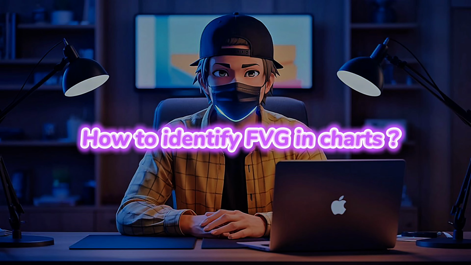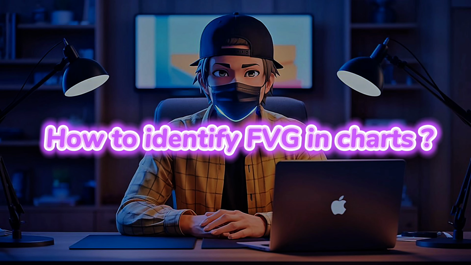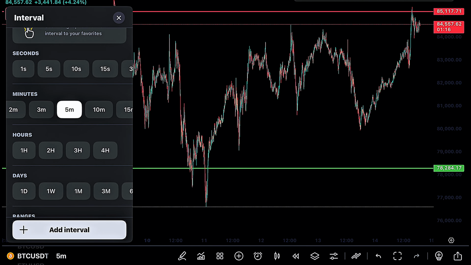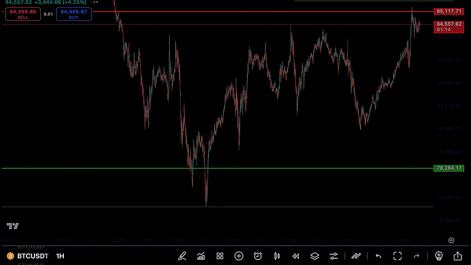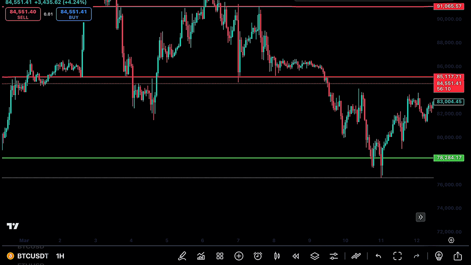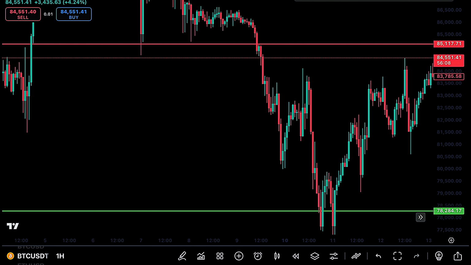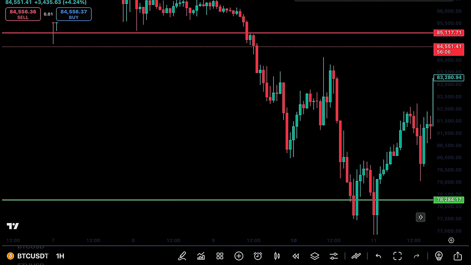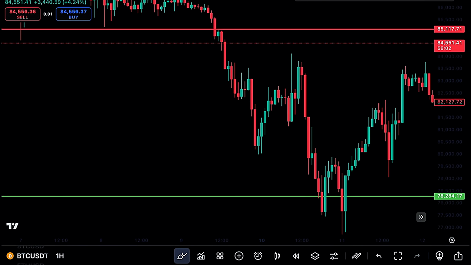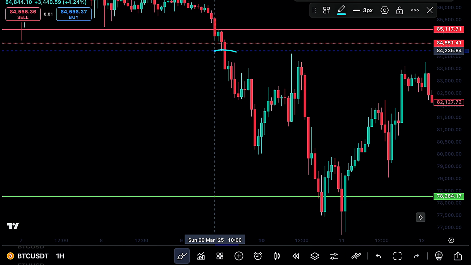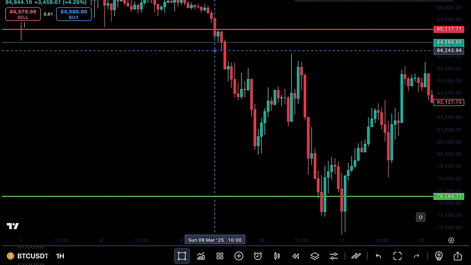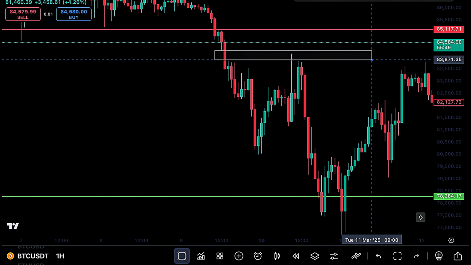How to identify FVG in charts? 1. Open TradingView and switch to a higher time frame, 1 hour, 4 hours, or daily. Let's make it 1 hour, and let me adjust the chart, okay? 2. Look for a strong imbalance in price with a large gap between candle wicks. Now we have to look for a gap between the first and third candle, so let's find. Here it is. 3. Mark the gap area with a rectangle. This is your FVG zone.